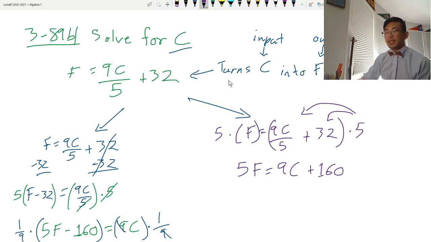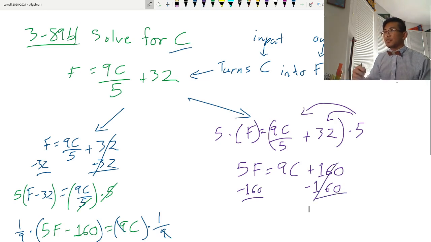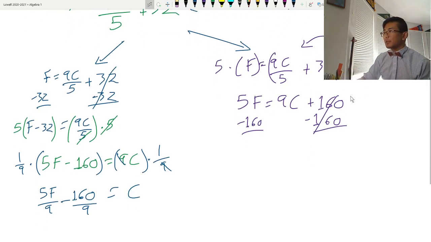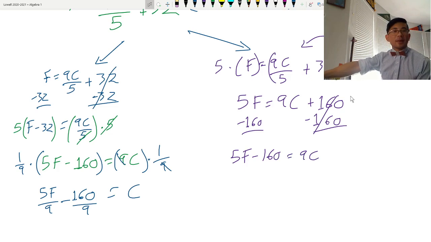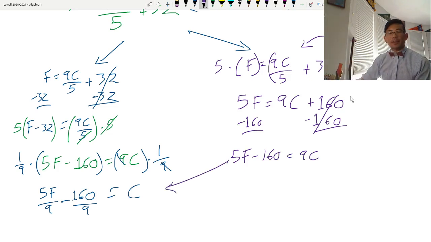We need to get rid of this 160, so I'll subtract 160. Minus 160. Let's scooch down here. And we're left with 5f minus 160 equals 9c. And we're basically back to where we started before. We'll do the same thing just to get back here.